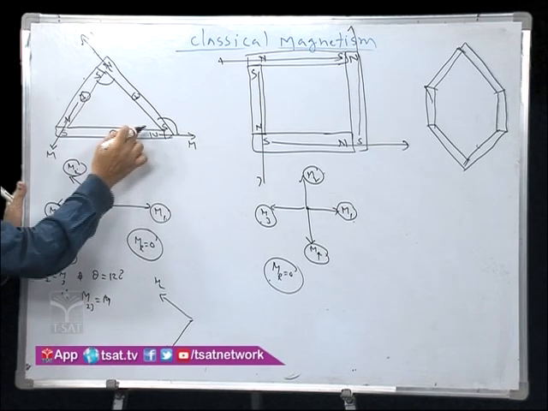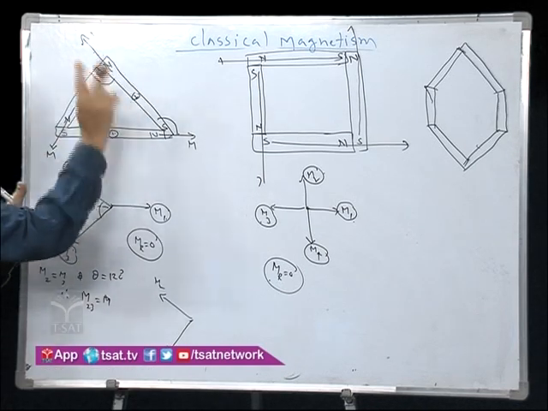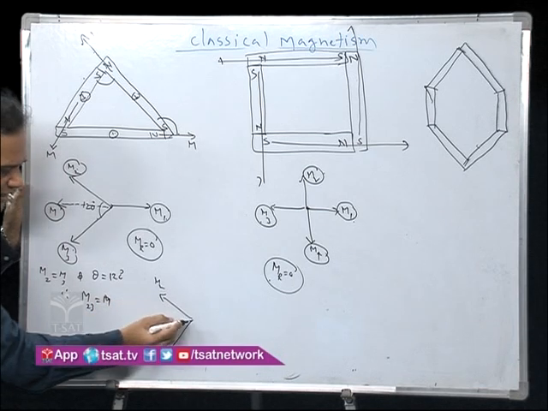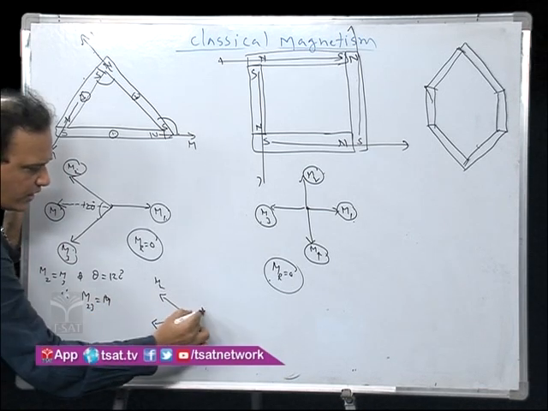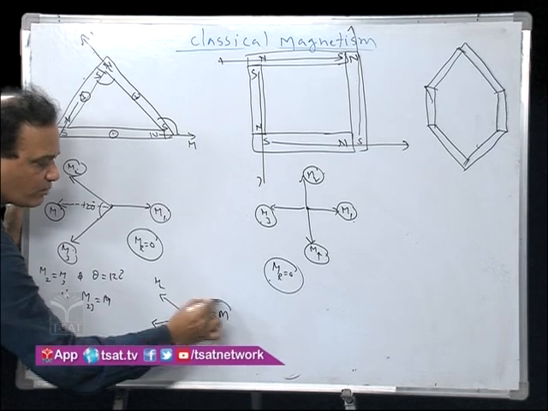Is there any bar magnet? No. How many magnets are there here? Two. So the resultant magnetic moment, if it is 120 degrees, the resultant magnetic moment Mr here is equal to m only.